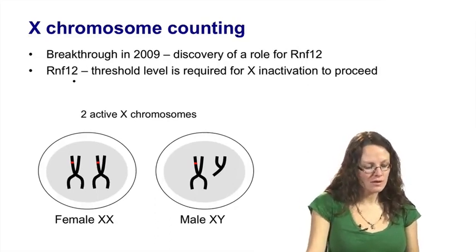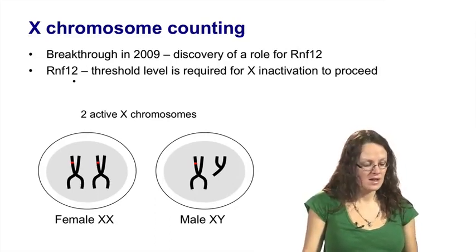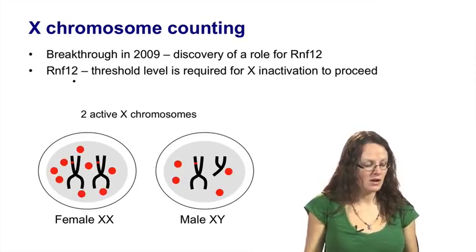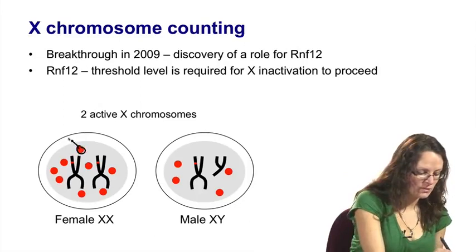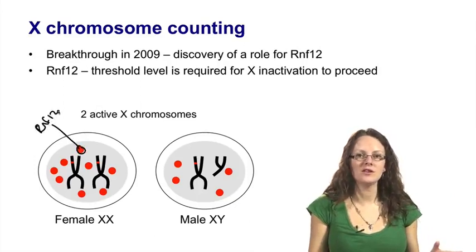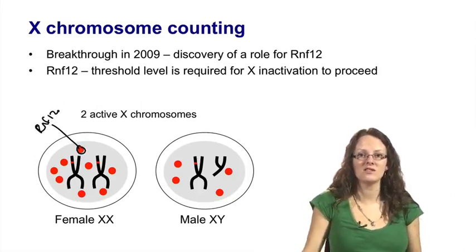So to start out with, if you consider that you have cells with 2 active X chromosomes, then the female nucleus has 2 copies of RNF12 and the male has 1, and therefore with 2 active X chromosomes you'll have twice the number of molecules of RNF12, here shown as a red blob. So this is RNF12. You'll have twice the number of molecules in a female nucleus that has 2 active X chromosomes compared with a male nucleus which has only 1.